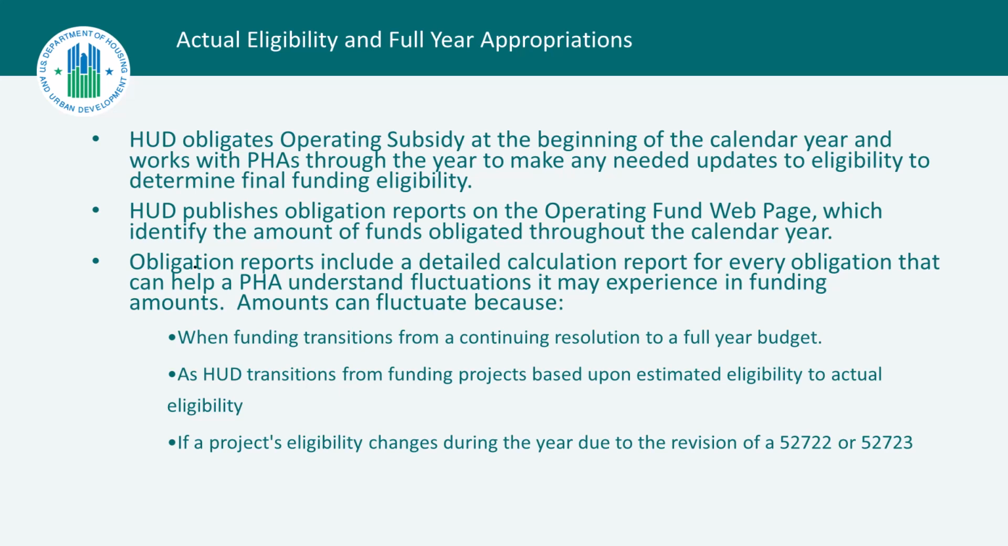Reasons why a project's monthly funding may fluctuate include when funding transitions from a continuing resolution to a full-year budget, as HUD transitions from funding projects based upon estimated eligibility to actual eligibility, or if a project's eligibility changes during the year due to the revision of a 52722 or 52723.